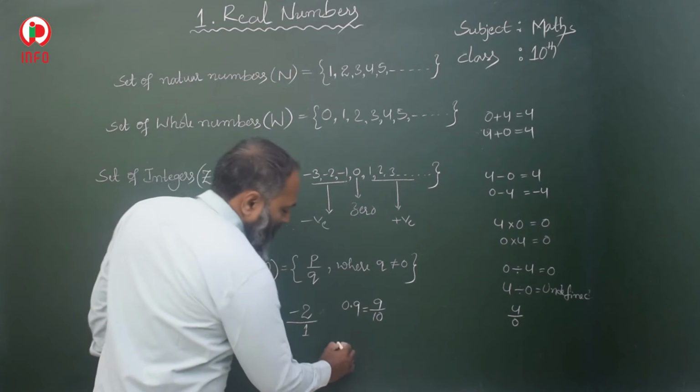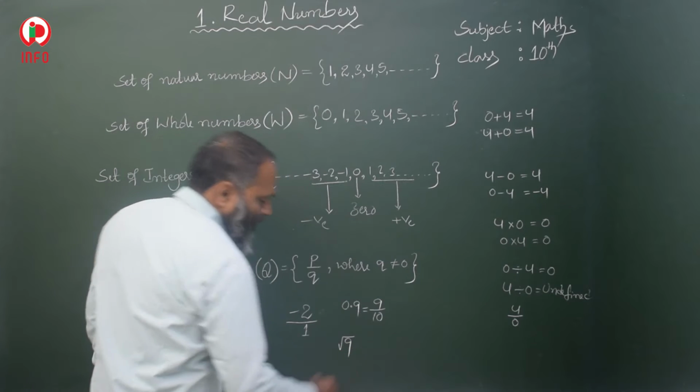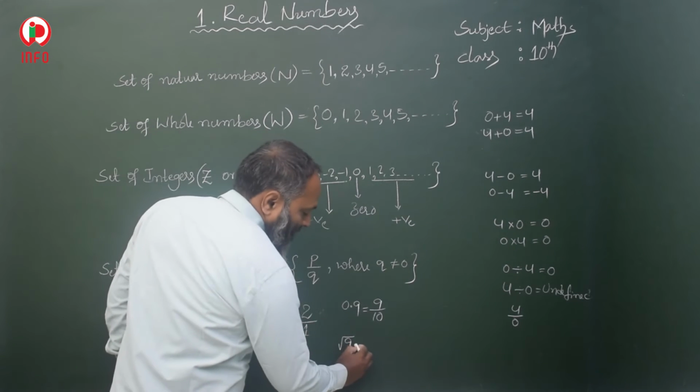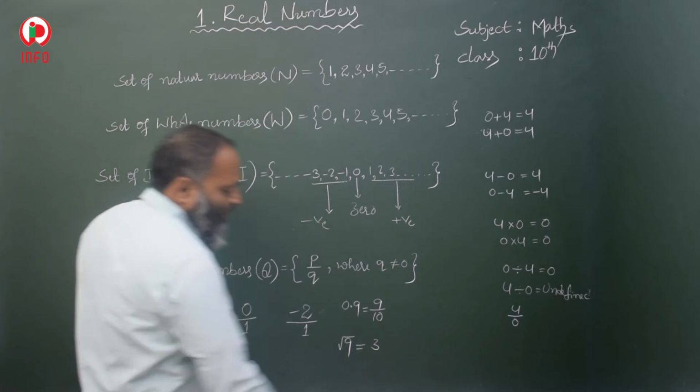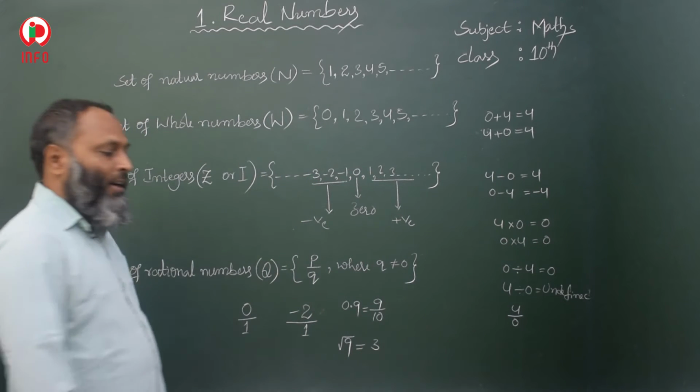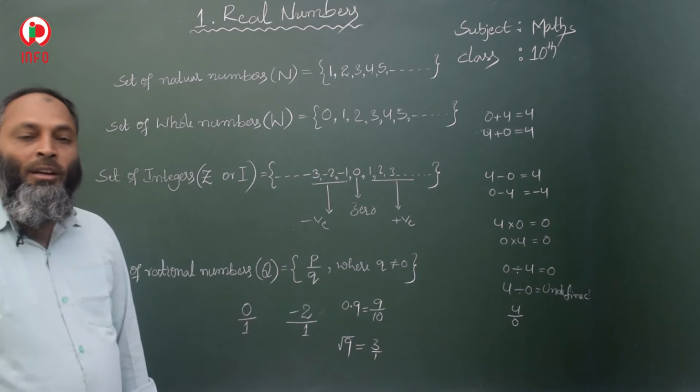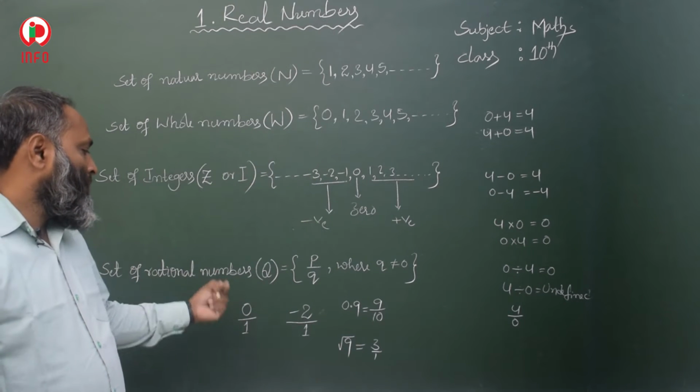Then if I ask, what about root 9? Root 9 is also a rational number. How? Root 9 means 3 threes are 9, so the square root of 9 is 3. We can take 3 as 3 by 1. 3 by 1 is in p by q form, and p by q form numbers are rational numbers.